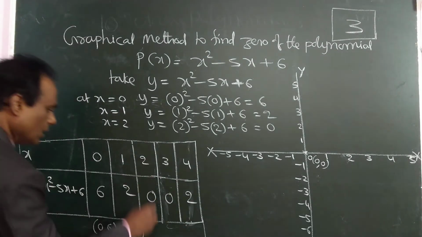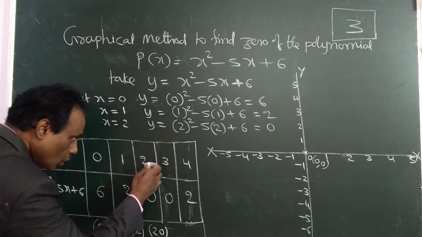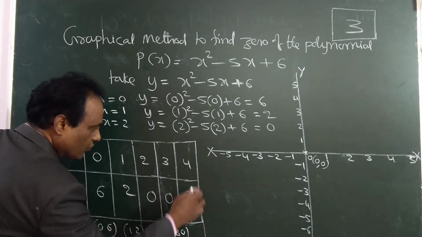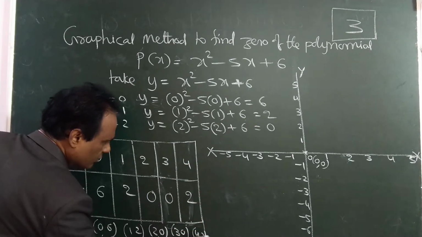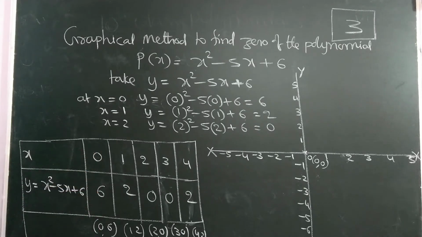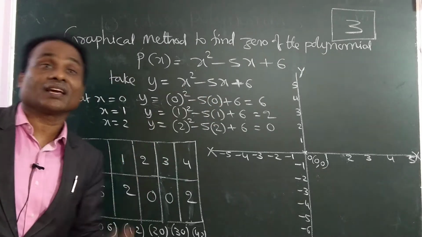So this is x value 2, y value 0, x value 3, y value 0, x value 4, y value 2. This row is no need. From this also you can directly plot the points on the graph. Now, how to represent the points on the graph?